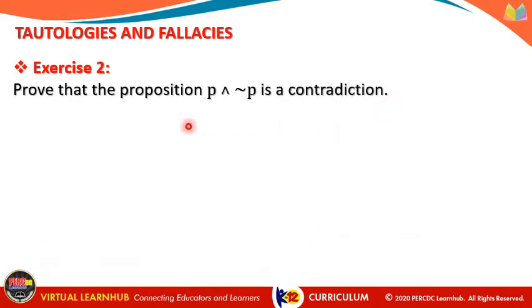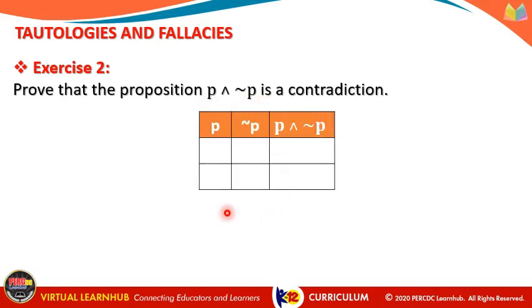Let's have another exercise. Prove that the proposition P and not P is a contradiction. The dominant connective here is the connective for conjunction. So what we have is a conjunction. Thus, first we will get the negation of P, and after that we will take the conjunction of P and not P. So let's generate our truth table.